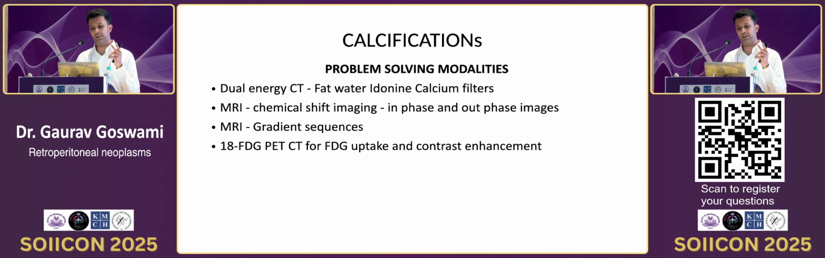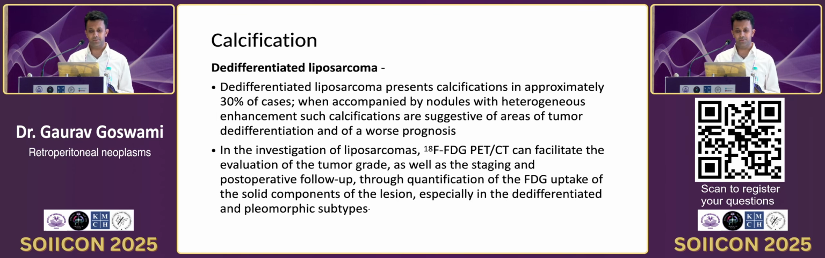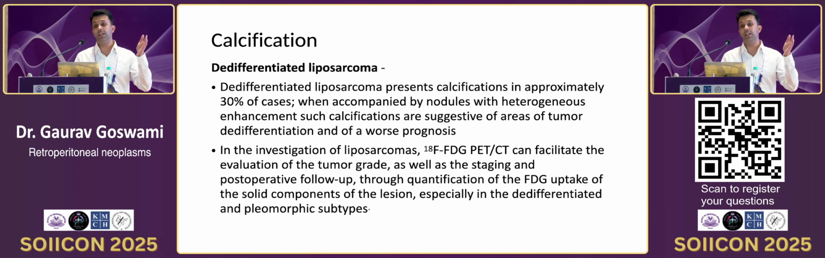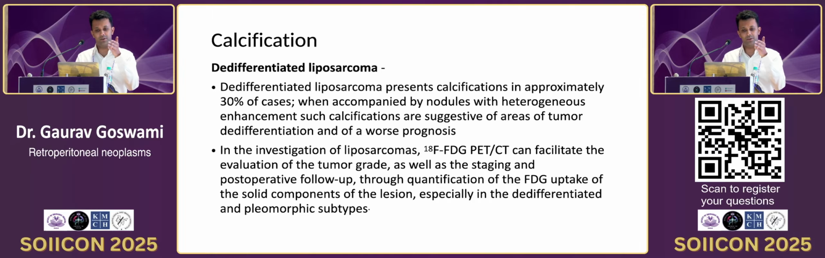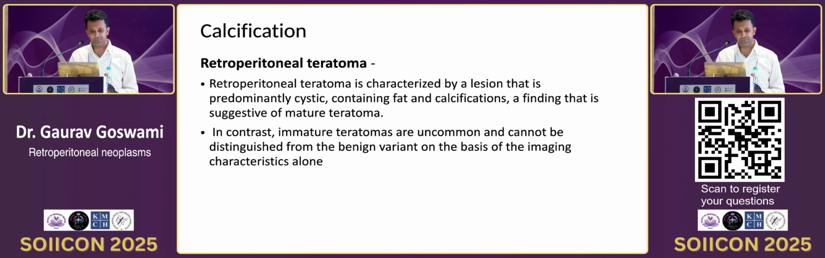Second characteristic is calcification. Problem solving modality, again dual energy CT, gives you an excellent soft tissue differentiation. MRI, again chemical shift, in-phase and out-of-phase, to differentiate between soft calcification and fat. Gradient sequences give better characterization of the calcification. What are the calcified lesions? These are the dedifferentiated liposarcomas. Most of the time malignant transformation gives you necrosis, calcification, hemorrhages. So better characterization is with the problem solving modalities in case of dedifferentiated liposarcomas.